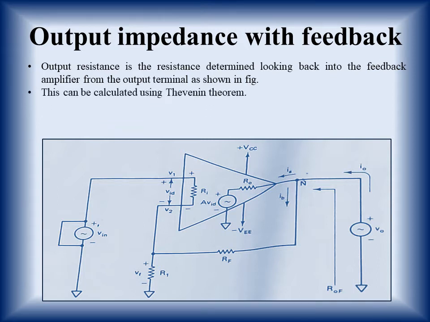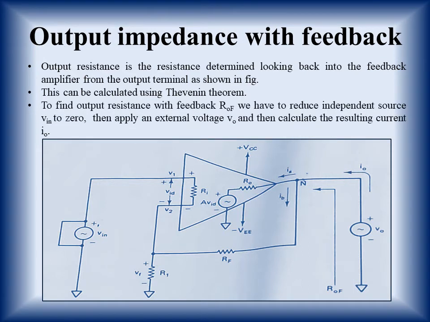So how can this be calculated? It can be calculated using Thevenin's theorem, as a simplified version. So what do we have to do in order to calculate output resistance? To find output resistance with feedback, we have to reduce the independent source VIN to 0. That we have done. First of all, we will short this so that it becomes 0.